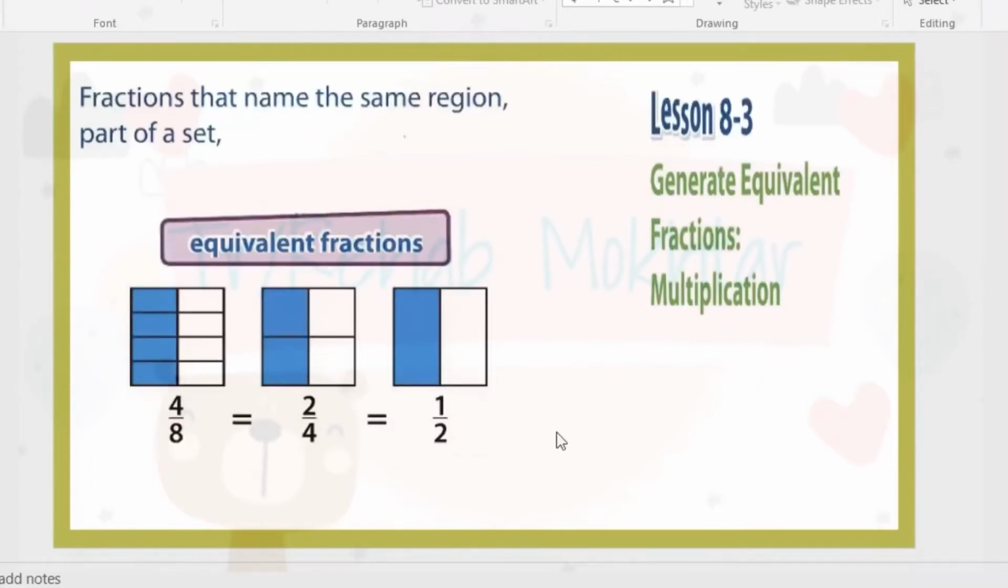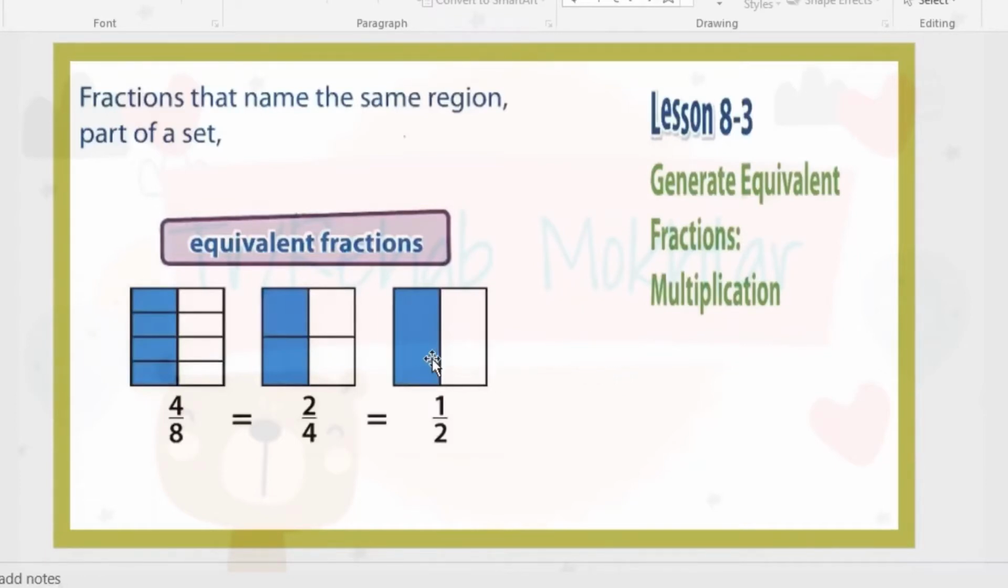Our lesson for today is 8.3, generate equivalent fractions by using multiplication. At first, what is the meaning of equivalent fractions? The fractions that name the same region or the same part of a set.